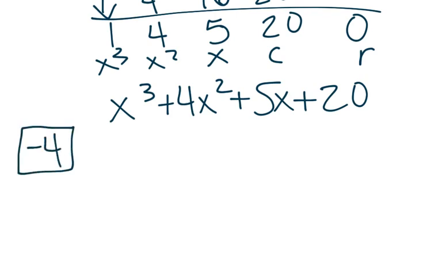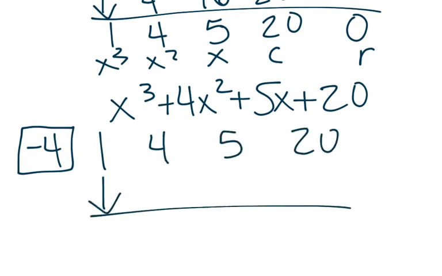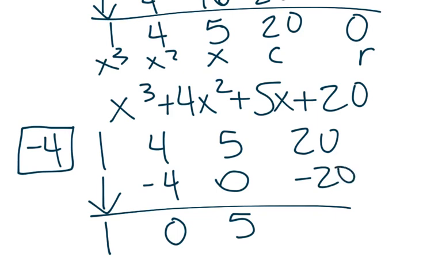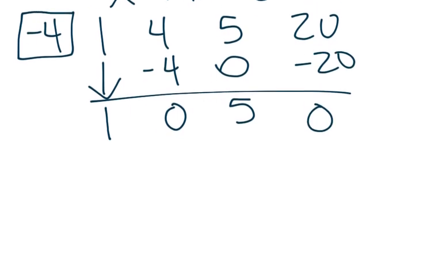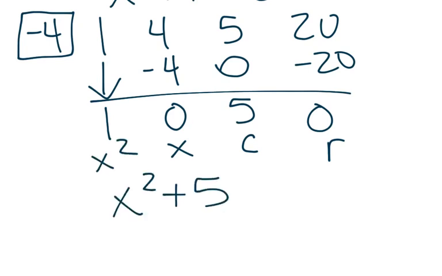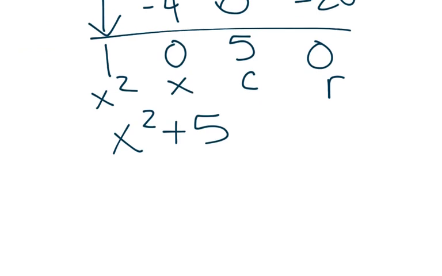So negative 4, and I'm going to write out my coefficients: 1, 4, 5, 20. I'm going to bring down the first number. I'm going to multiply, add, multiply, add, multiply, add. So that's my remainder, then constant, x squared. This is a quadratic. Any quadratic can be solved using the quadratic formula.